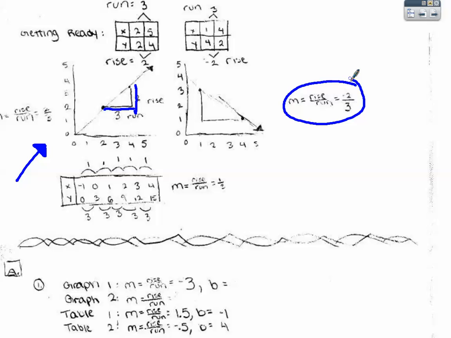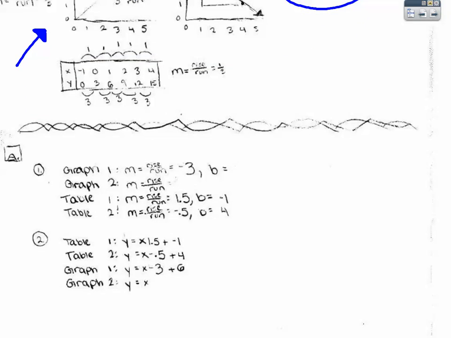So if you scroll down, then you can also see some of the other work that we did. We learned how to find m, which is rise over run, and we also learned how to find b, which is the y-intercept. This is a table. This is a table, and we also learned how to use rise over run from a table.